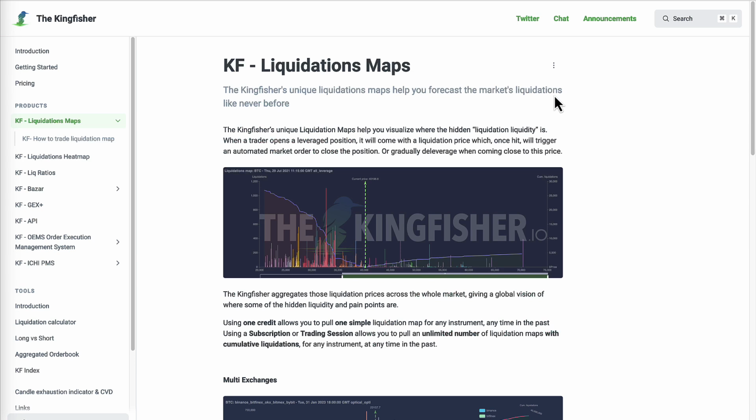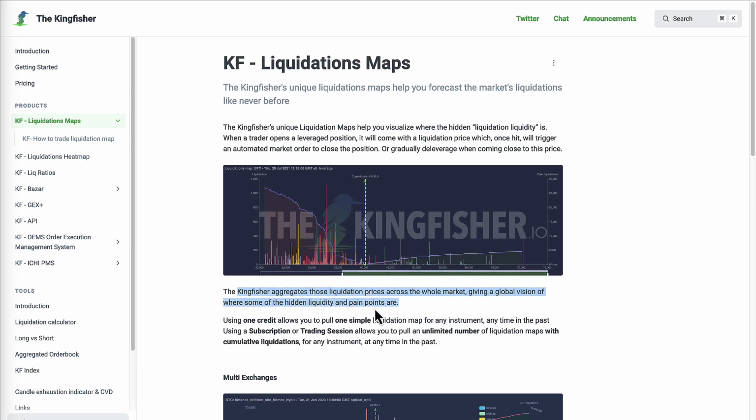So if you want to know specifically more about the technical know-how, how this works, the Kingfisher actually has good technical knowledge and documentation. I will link to this down below the video too, and it explains exactly how everything works, how to read the legends. You can see here the Kingfisher's unique liquidation maps help you visualize where the hidden liquidity is. When a trader opens a leverage position, it comes with a liquidation price, which once hit will trigger an automated market order to close the position or gradually deleverage when it comes close. So the Kingfisher aggregates those liquidation prices across the whole market, giving a global vision of where the hidden liquidity and pain points are.